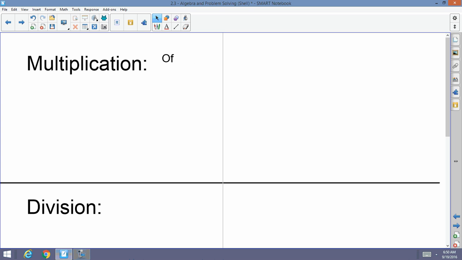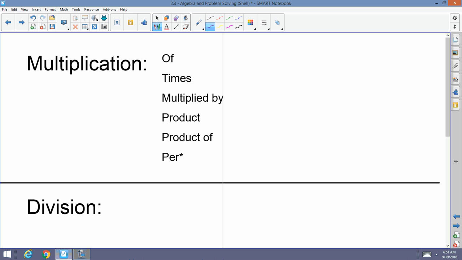He had 2/8 of the pizza. Of is used everywhere, and of is multiply. Times, of course. Multiplied by. Product. Product of. Per. I have a little asterisk there. I'm going to explain why in a little bit.